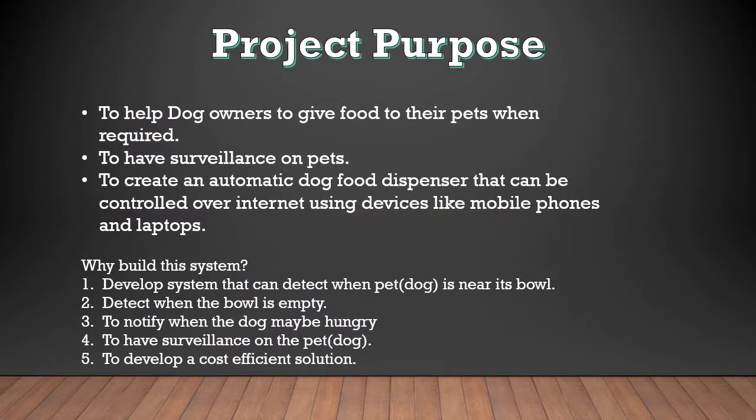Project purpose. The basic purpose of this prototype is to help dog owners give food to their pets when required, to have surveillance on pets, and to create an automatic dog food dispenser that can be controlled over the internet using basic devices like mobile phones and laptops. Why build this system? To develop a system that can detect a pet when it's near its bowl, to detect when the bowl is empty, to notify that the dog may be hungry, to have surveillance on the pet, and to develop a cost efficient solution.